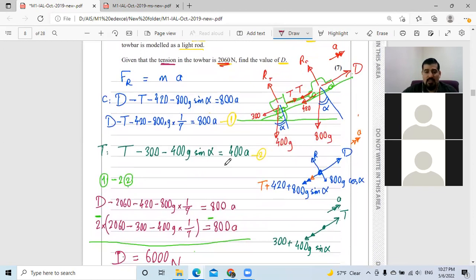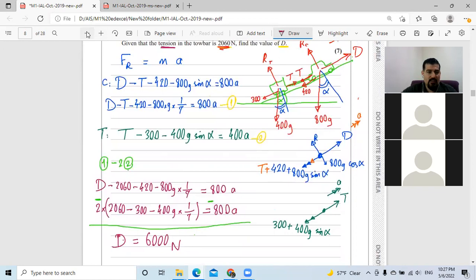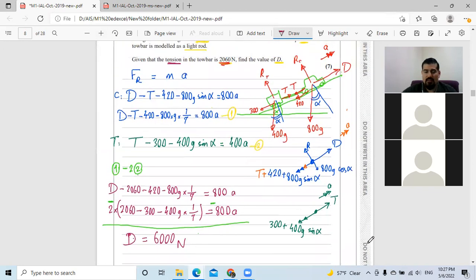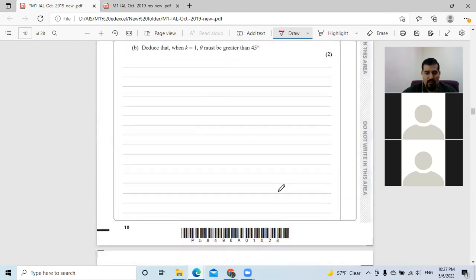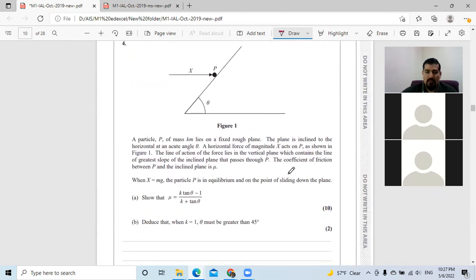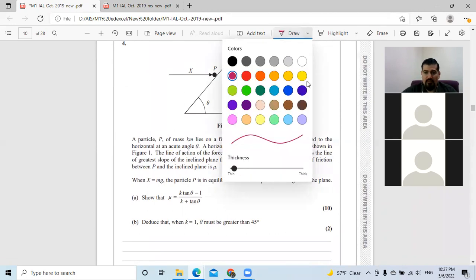7 marks, that means 10 minutes. Actually, it doesn't need 10 minutes. You can take a screenshot if you want. Okay. Let's move on to question number 4. What do we have here?